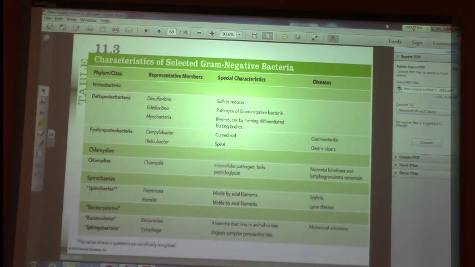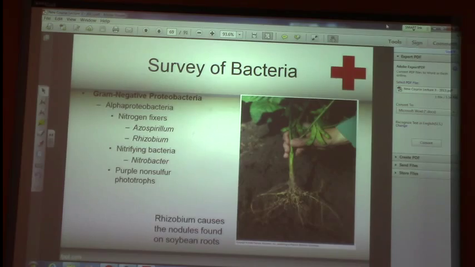This portion of the table just continues with the delta and epsilon Proteobacteria. Again, representative genera here. Okay, so a lot of these are involved in environmental cycles.